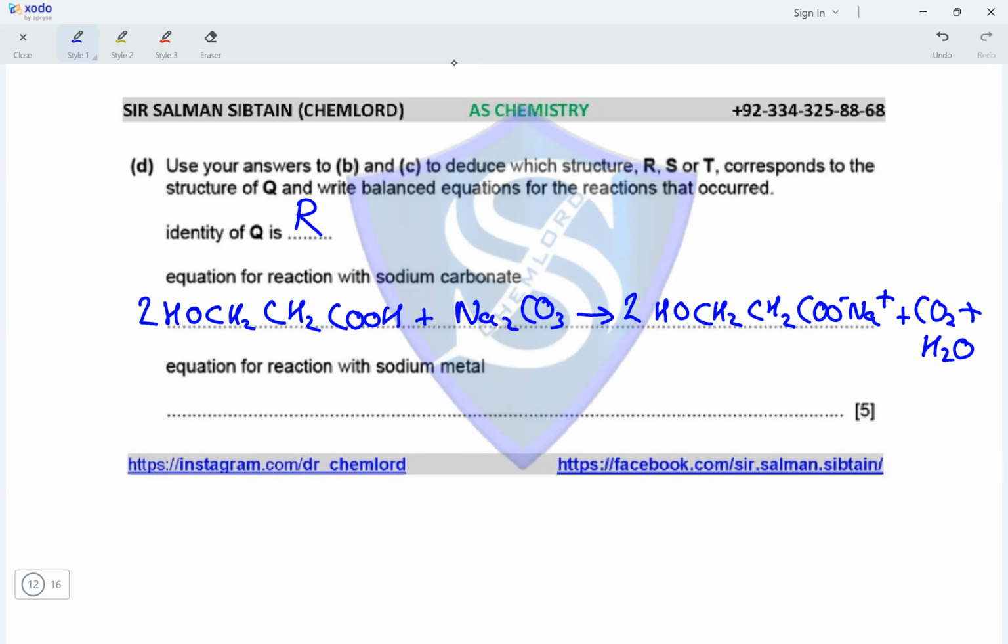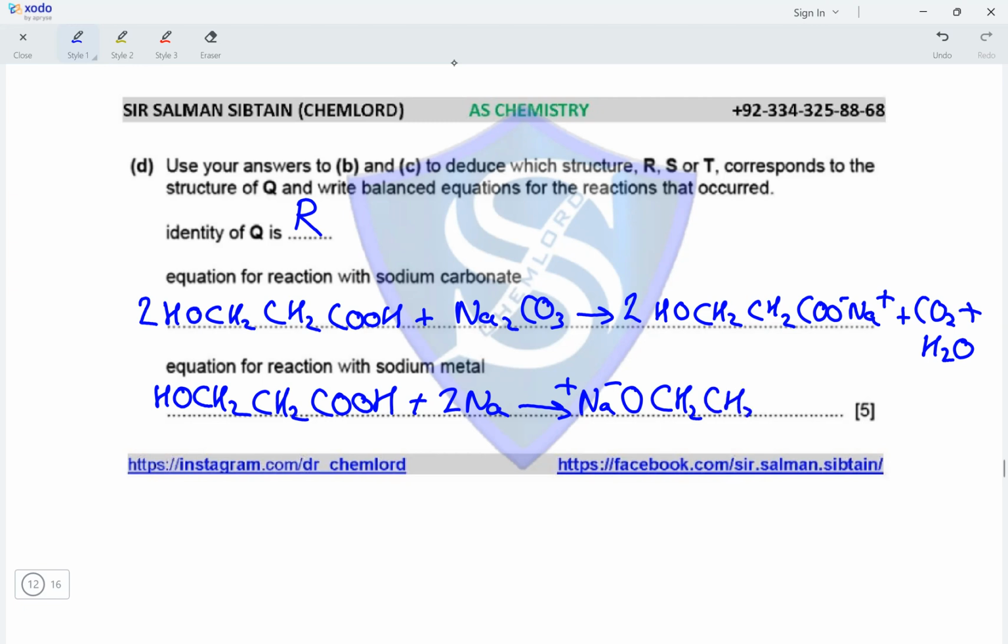So this is the reaction of R with sodium carbonate. And with sodium metal we would have 1 mole of this compound, HOCH2CH2COOH, reacting with 2 moles of sodium metal producing Na plus O minus, CH2CH2COO minus Na plus, and hydrogen gas.